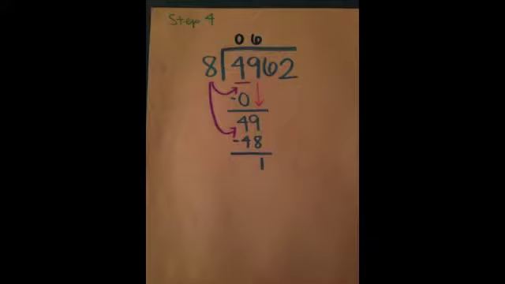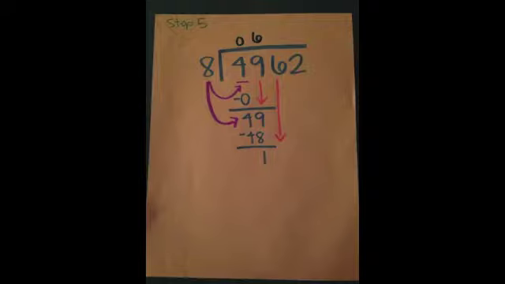So for step 4, you've brought down the 9 and you're seeing how many times 8 can go into 49. If you refer back to the multiplication table, we know that 8 goes into 49 6 times. 8 times 6 is 48, so you subtract 48 from 49 and you get 1.